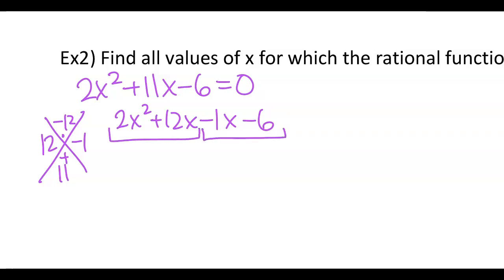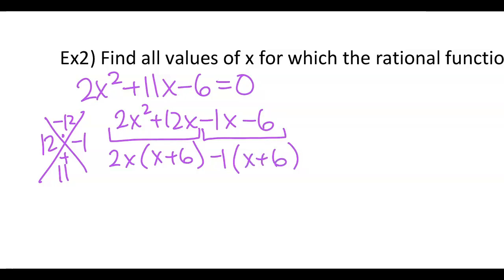Tristan, in the first group, what can I factor out? 2x, and what's left in parentheses? Be careful with the second one. What can you factor out here? -1, good. Since this negative is the first sign in that second group, you want to take this negative out. Anytime it's negative, I don't care what the number is, take that negative out first. And then what's left in parentheses?